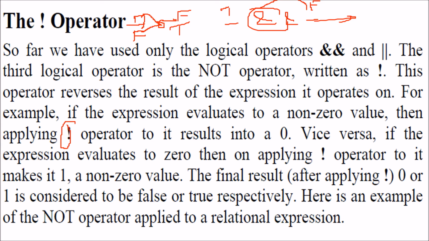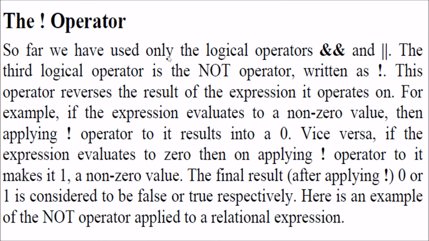Just for example, if the expression evaluates to some non-zero value, any non-zero value, when you apply the NOT operator, it will give you 0. So NOT 5 is 0, NOT 555 is also 0, NOT minus 5 is also 0. So the final result after applying this, 0 or 1, is considered to be false or true respectively.